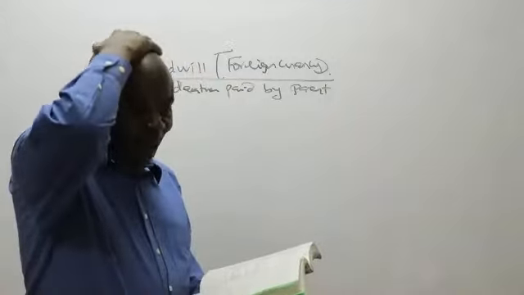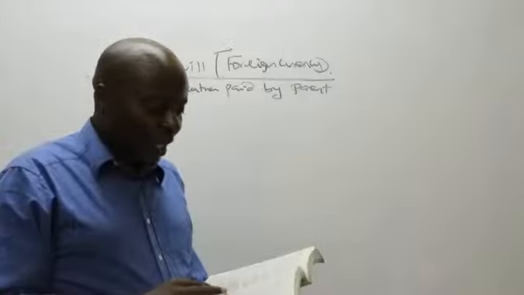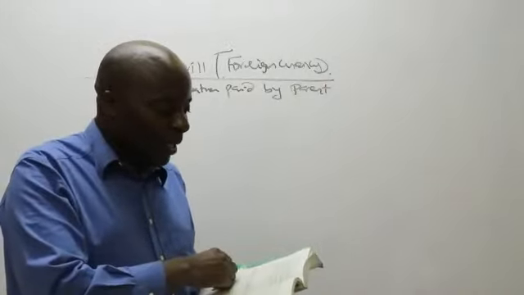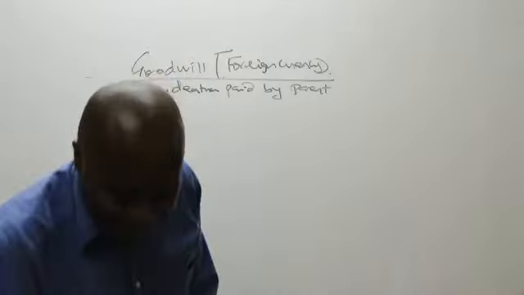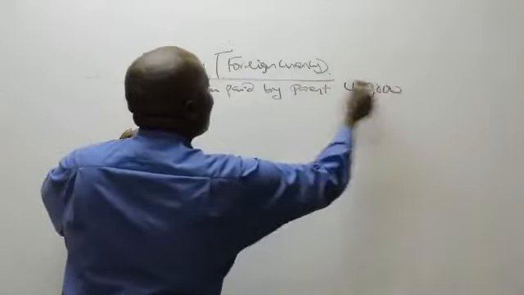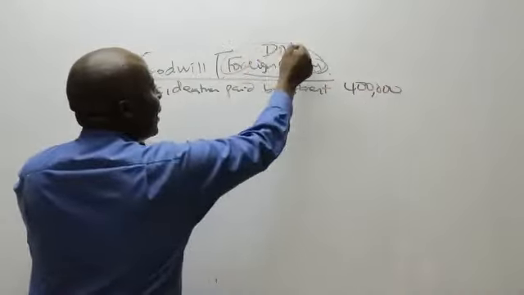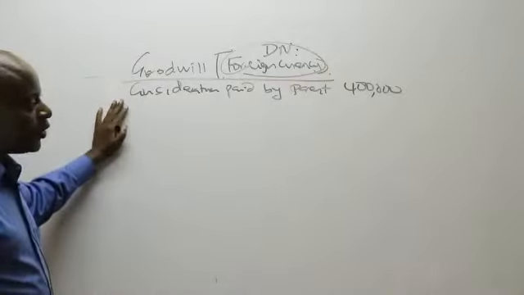I'll share the video with you, don't worry. So he has said here that from note number 1, it is 400,000 DN. Thank you very much, 400,000 DN. Please remember that this is goodwill in the form of DN, in the form of foreign currency.